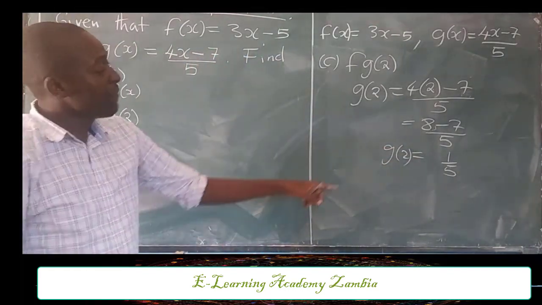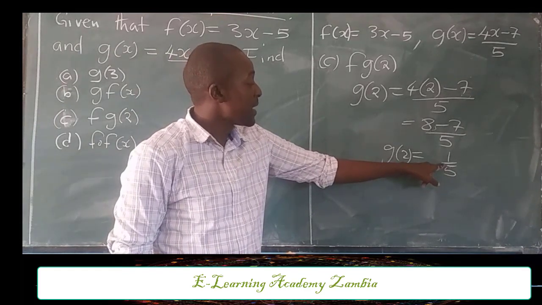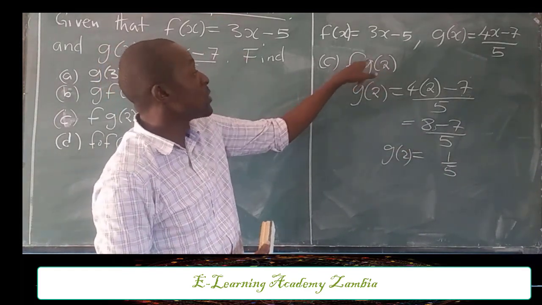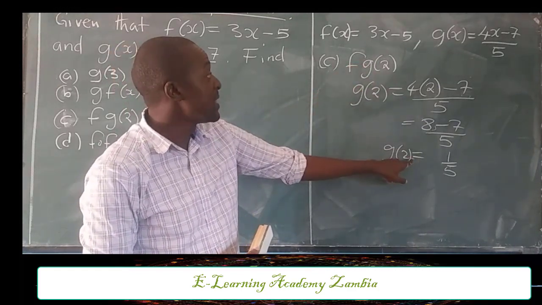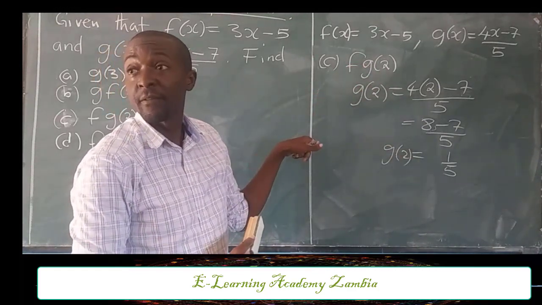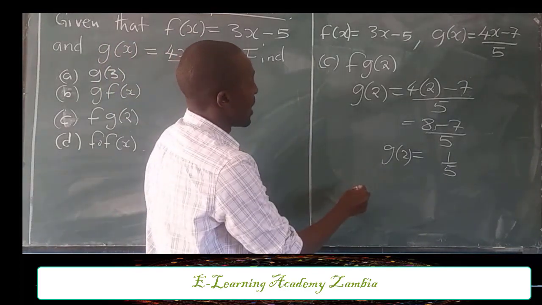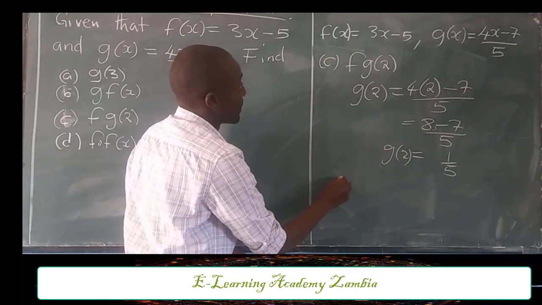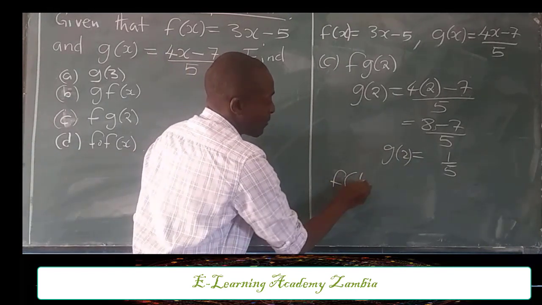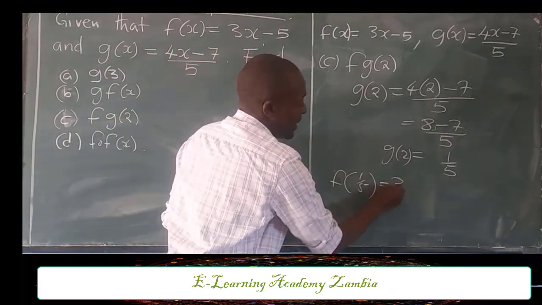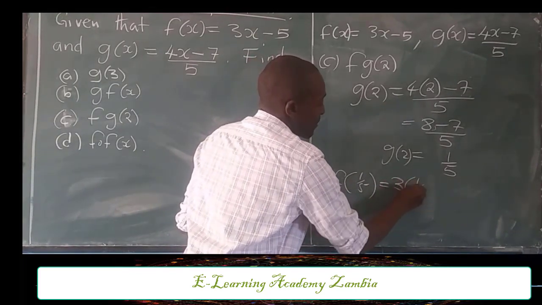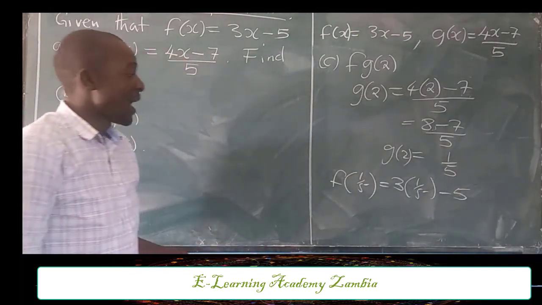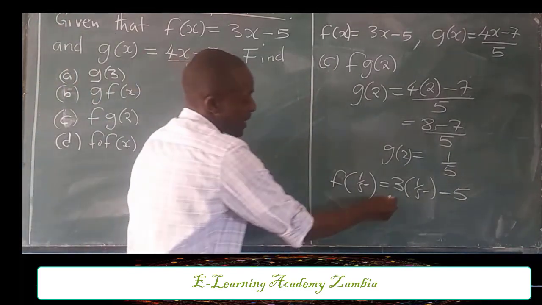And then, after getting this answer here, you now have to substitute it into F. So first you substituted 2 into G, and then you got the answer. Then the answer now you substitute it into the function for F. So you say, okay, where there is x in F, you put 1 over 5. You say F of 1 over 5 is equal to 3 times 1 over 5 minus 5. And then you can simplify this, you can expand those brackets.